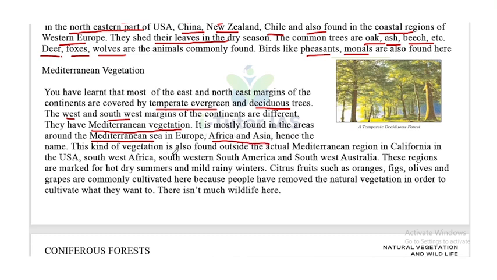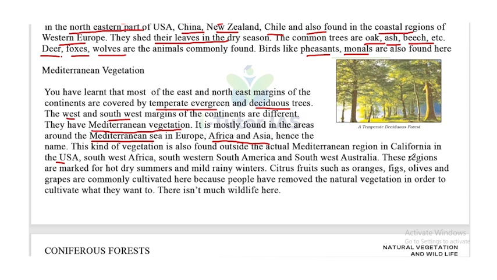This kind of vegetation is also found outside the actual Mediterranean region, in California in the USA. They are also found in the outer regions of the Mediterranean, for example, California in USA, Southwest Africa, South America, and Southwest Australia. This is outside the Mediterranean region.